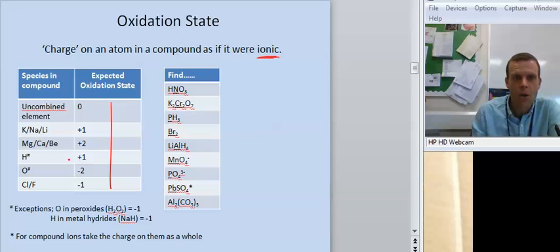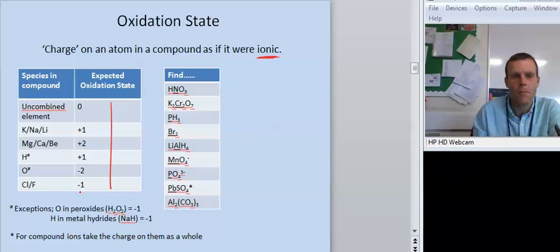Hydrogen, in nearly all examples, you can see an exception there, is going to be +1. Oxygen, again, is nearly always -2, there is an exception there. And chlorine and fluorine, particularly fluorine, is always going to be -1. Chlorine can change, but more often than not, we can take that to be -1 in a compound. It might be different, particularly if it's bonded to something like oxygen.